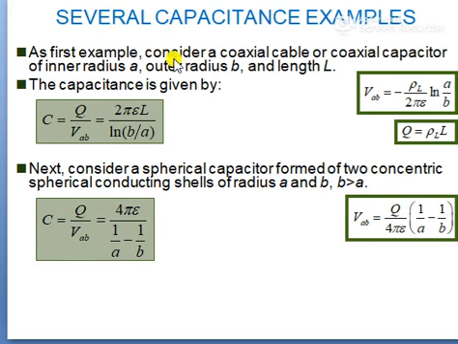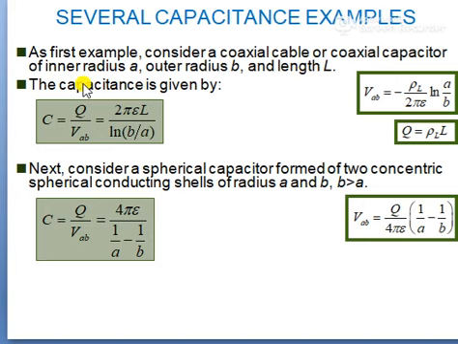As a first example we consider a coaxial cable or coaxial capacitor with an inner radius A, outer radius B and a length L. So already you know about the coaxial transmission line, which has an inner radius A and outer radius B, and in between these two surfaces you have a dielectric material.